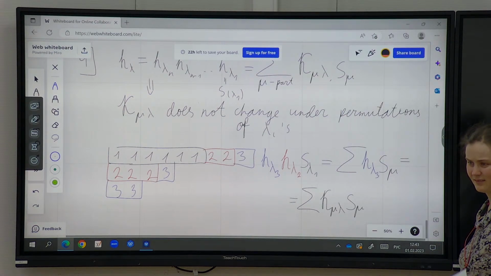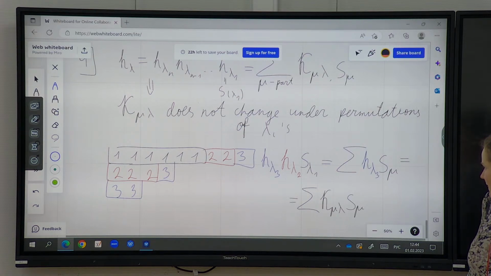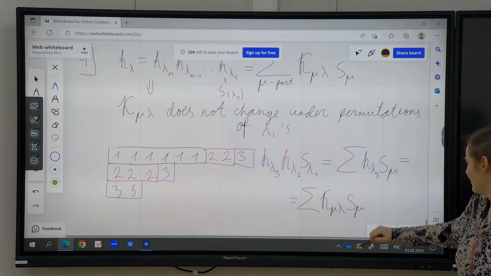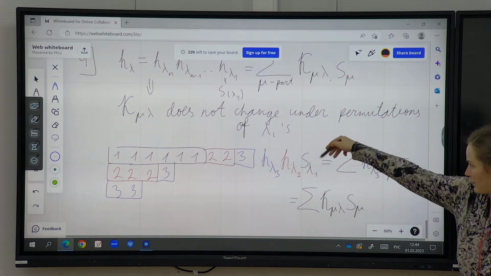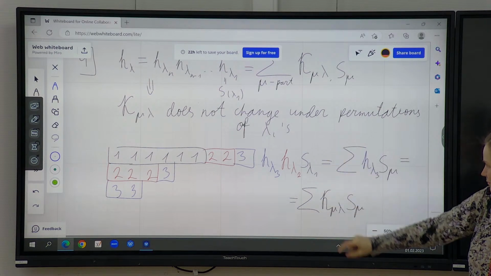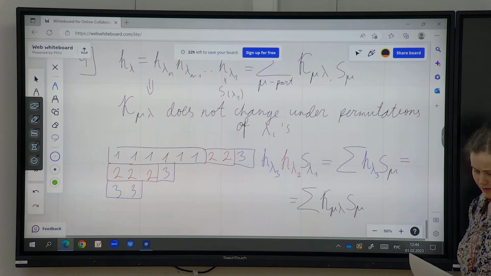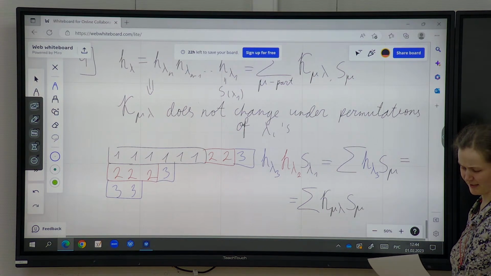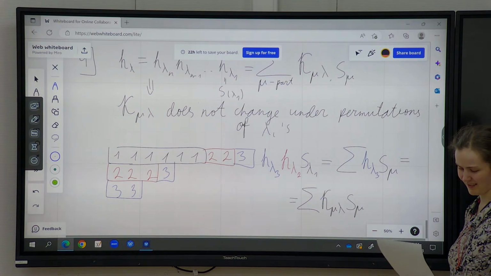Is it clear? What's happening here? Когда мы умножаем, мы получаем некоторую сумму многочленов Шура, и каждому многочлену Шура соответствует какая-то вот такая картинка. Ну а дальше мы их собираем по формам, группируем, и получается как раз число Костки перед каждым многочленом Шура. And the second formula is just the transposed version of the first one, the conjugate.